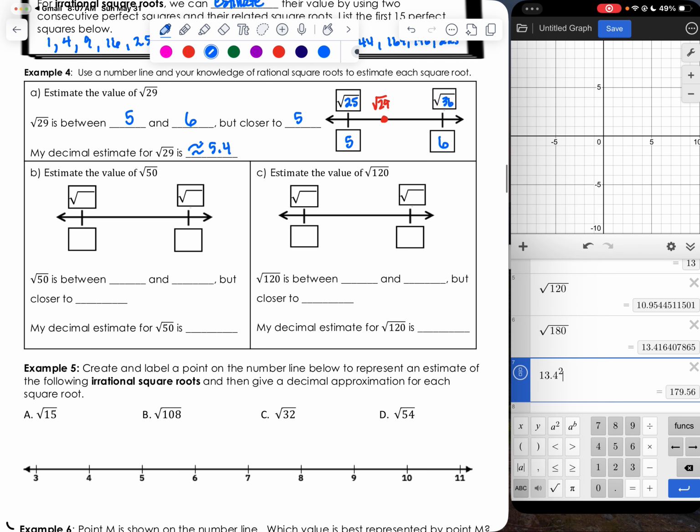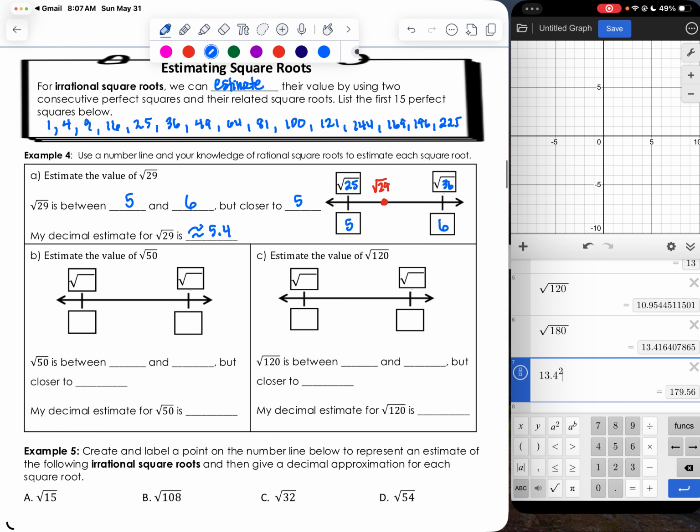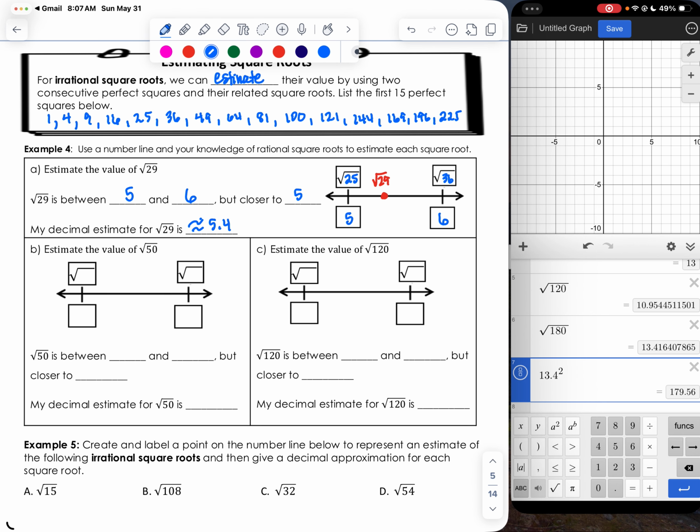So if I was wanting to estimate square root 50, I would look at my list of perfect squares, and I want a perfect square that's a little bit smaller than 50. Look at the list and see if you can find one. All right, hopefully you said that was square root 49. It's a little bit smaller than 50. So the next consecutive perfect square after 49 is 64. So there's our two perfect squares. The square root of 49 is 7. The square root of 64 is 8. So I know if I wanted to estimate the square root of 50, it would have to be a number that's between 7 and 8.